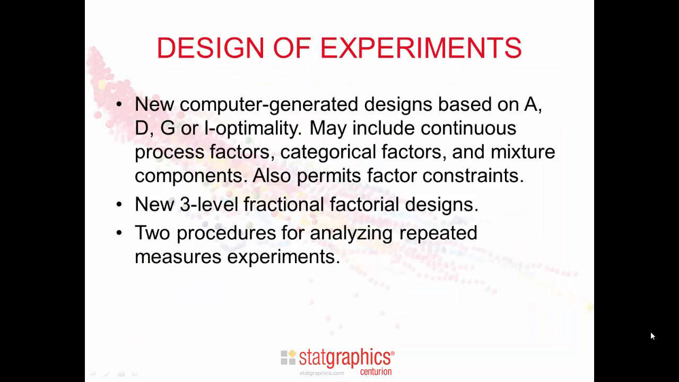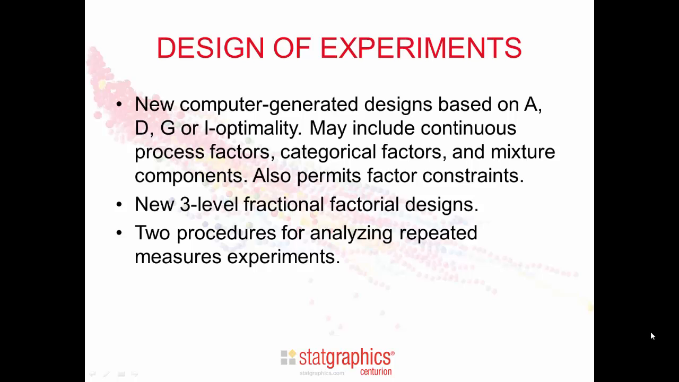Another area where version 17 adds significant capabilities is the design of experiments. New computer-generated designs are available based on A, D, G, or I optimality. The user specifies the model to be fit, the number of runs that can be performed, and any constraints that might exist on the factors. The program then generates a set of optimal runs.